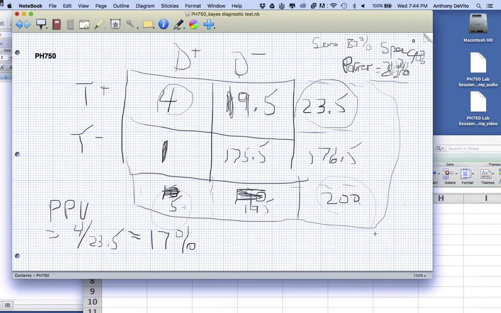So you guys, how is that? Do you have a handle on that? Does this make sense to you? This relationship between sensitivity, specificity, and positive predictive value.